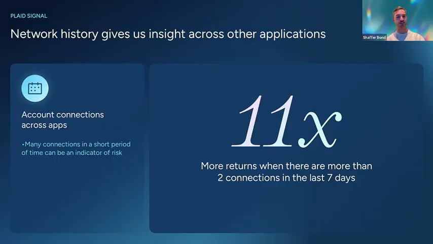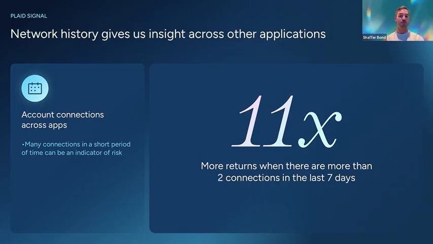And lastly, the third dimension, the network. It's where data for Plaid really has an advantage, and it shows up clearly and is growing. We've connected over 500 million accounts and applications with Plaid, and millions more are added per month, which means that we see behavior across all applications using Plaid and not just one. One example with account connections across apps: more than 2 in the last 7 days equates to 11 times more likely to return. That pattern isn't visible to any individual app. It only shows up when you look across the network.